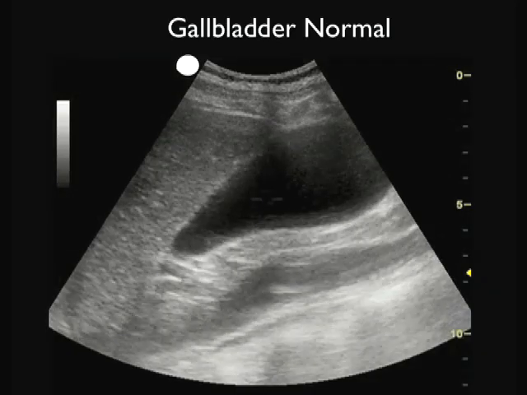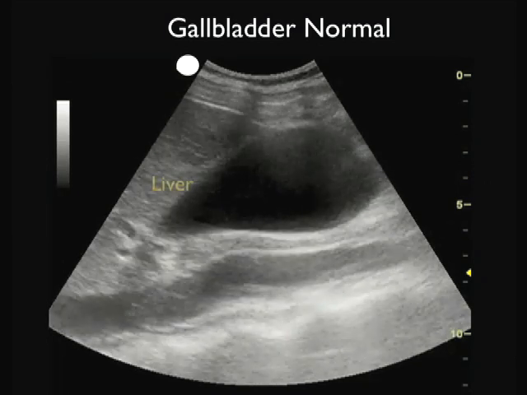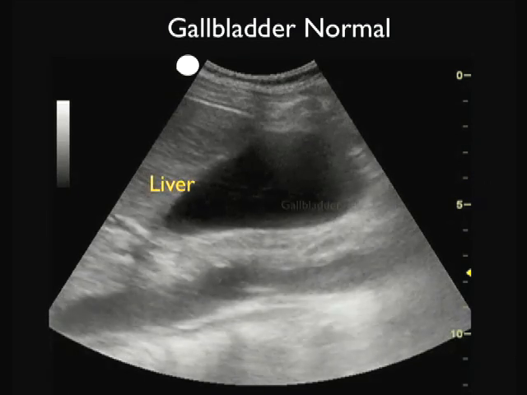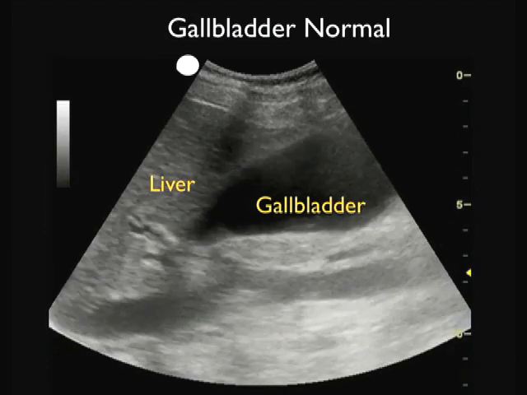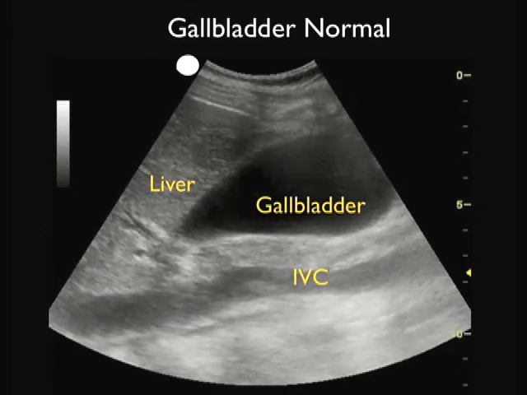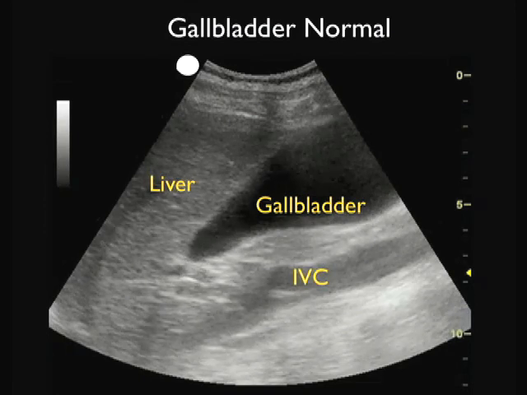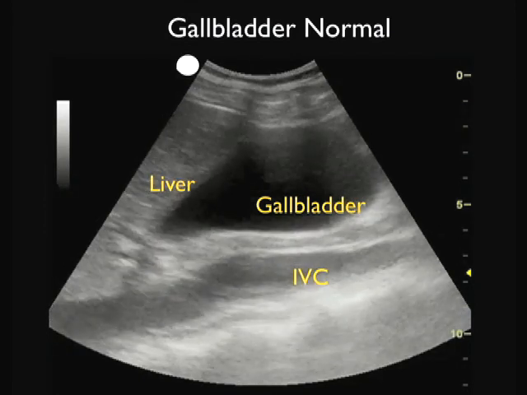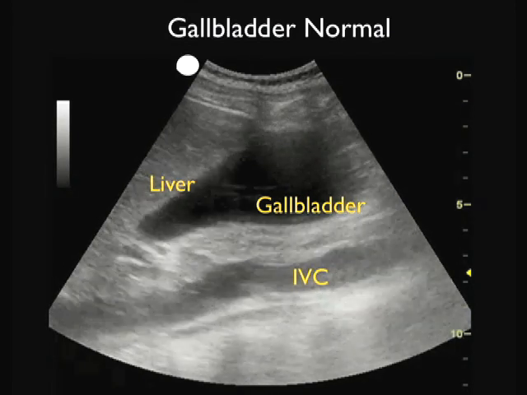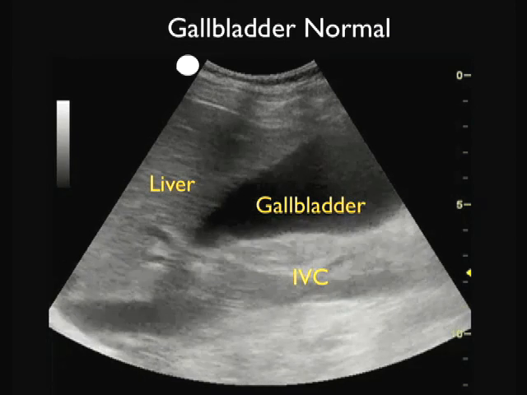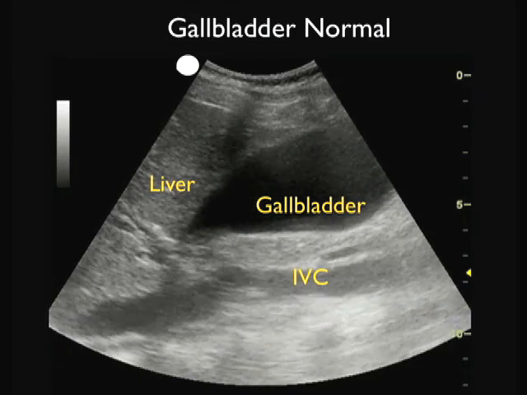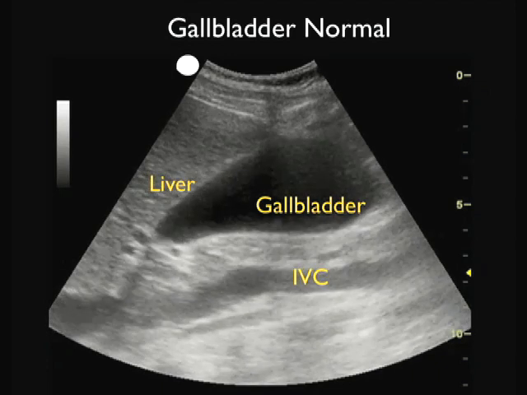Here's an ultrasound image showing a normal gallbladder. We appreciate the liver to the left, and directly beneath the liver we see the pear-like structure of the gallbladder. Now, directly below the gallbladder we see the pipe-like inferior vena cava. Now we see some rib shadows from the top emanating down towards the gallbladder, but as we scan through the ribs we get a pretty good view of all parts of the gallbladder.